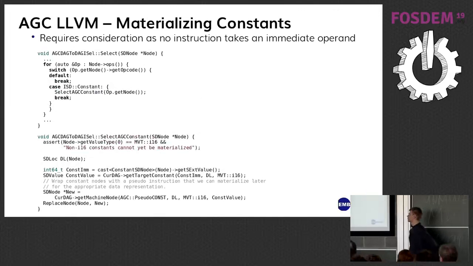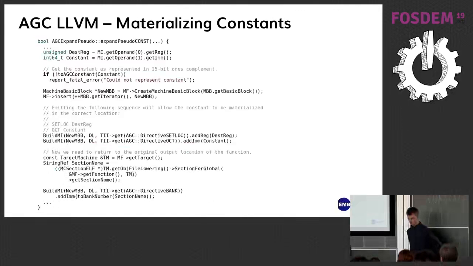Materializing constants was one of the most difficult parts of the back end because there's no instructions that take immediate operands. So there is a sequence of directives that can be emitted to output a constant, but in order to expand that sequence, I first had to select all instances of constants into a pseudo instruction. So to expand this pseudo instruction into a sequence, I had to create a pre-emit pass to expand pseudo instructions. But since I wanted this sequence to not be interrupted, this has to be done with add pre-emit pass 2, which is the latest pre-emit pass.